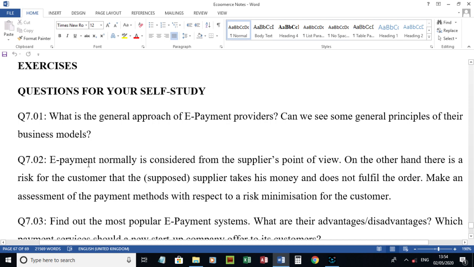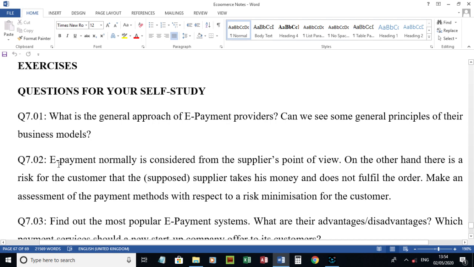Please, somebody ask a question. What is the general approach of e-commerce or e-payment providers? Can we see some general principles of their business model?